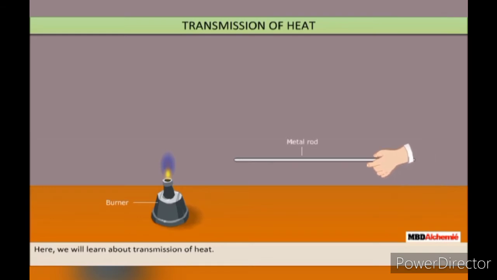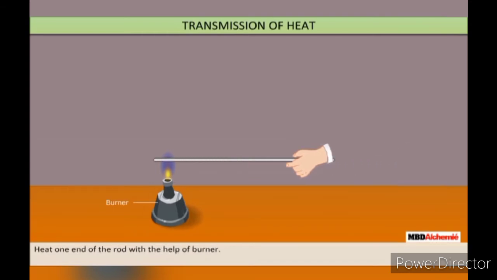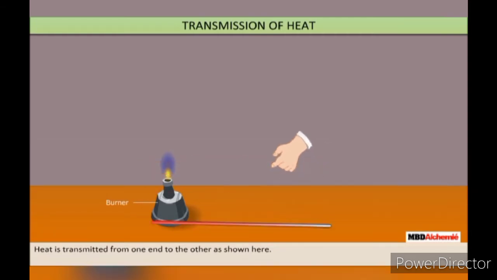Here we will learn about transmission of heat. Take a metal rod and hold it with your hand. Heat one end of the rod with the help of a burner. Heat is transmitted from one end to the other as shown here.